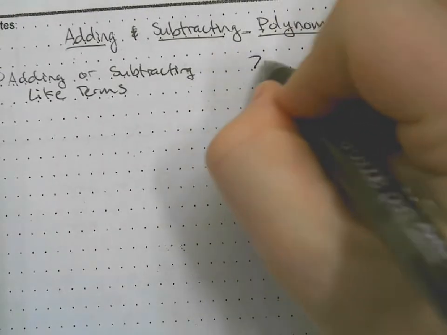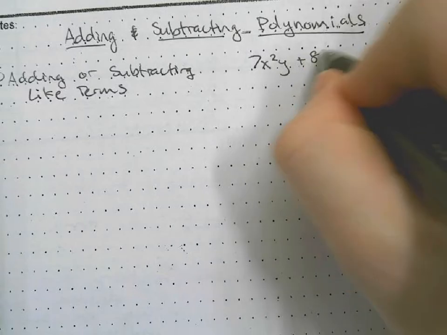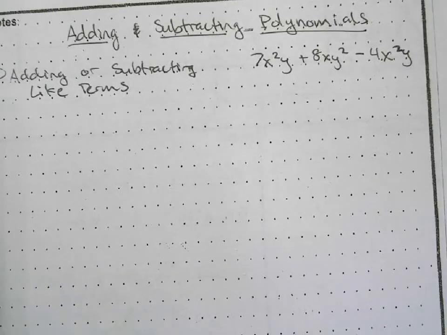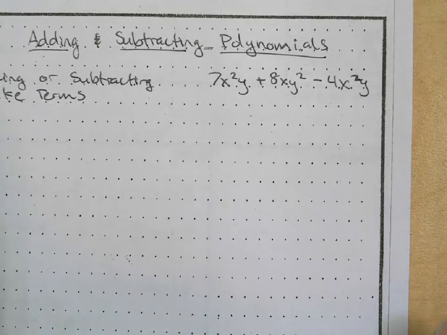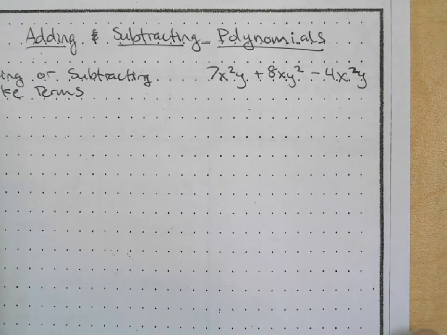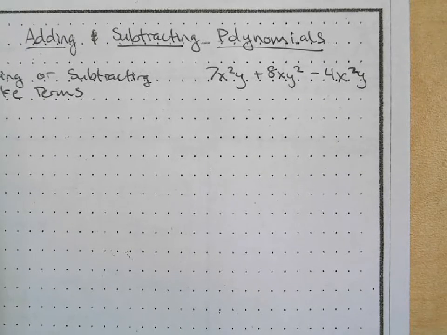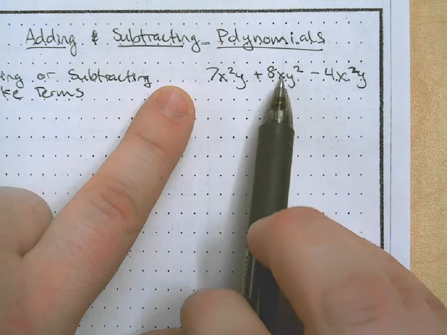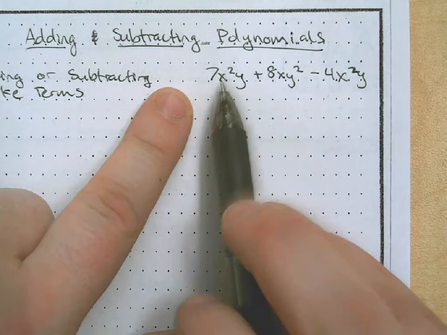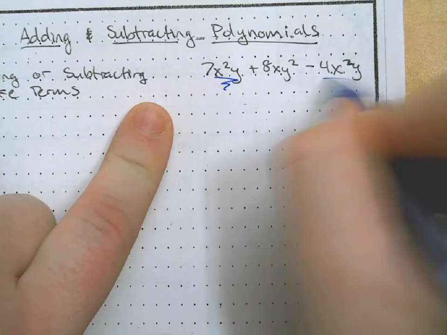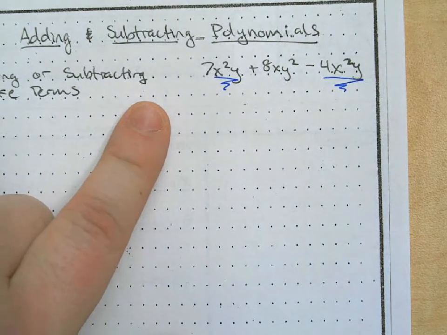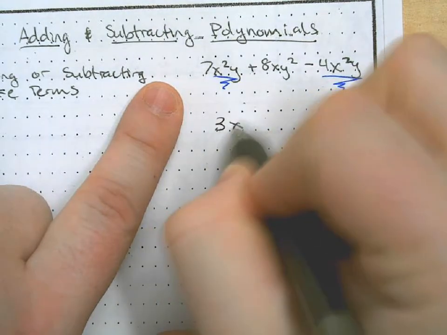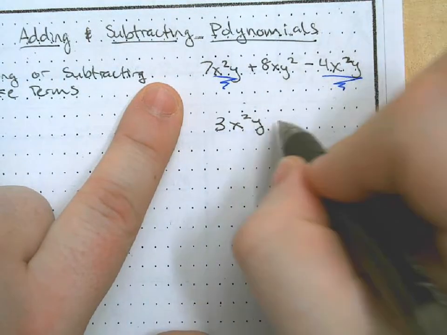So say, for example, we had this. Which ones are like terms? Well, for it to be a like term, everything about the variables has to match up. So when I look at this term, I have an x squared y. This term has an xy squared. And then this term has an x squared y. So these two right here are my only like terms. So if I'm combining these, I will just combine these two. So I'll go 7 minus 4, which should be 3x squared y. And there's nothing to combine with the xy squared, so it just stays the same.